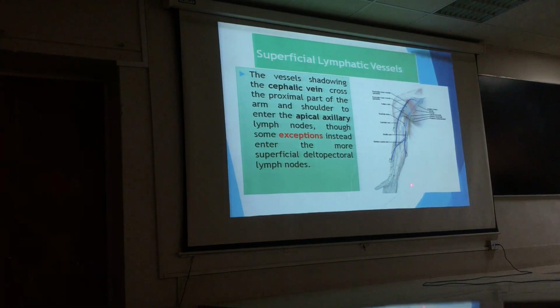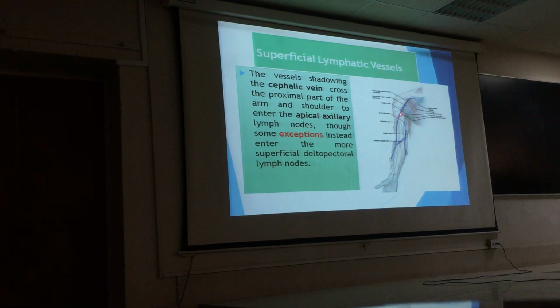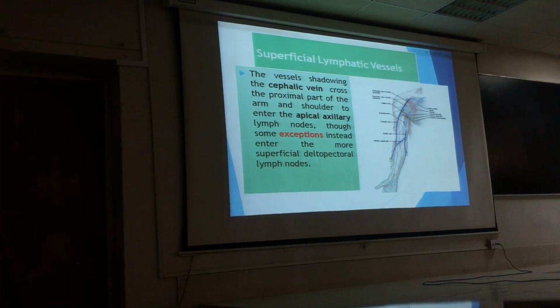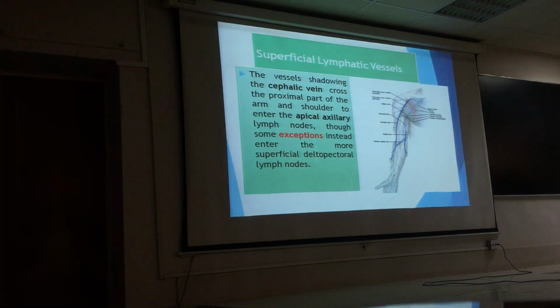Now over here, the one lying on the lateral side crosses the arm, crosses the shoulder, and then directly goes and drains into the apical group of lymph nodes. This is the majority of the set of lymphatics that drain into the apical group of lymph nodes. But there are certain lymphatics which will not drain directly into the apical group.